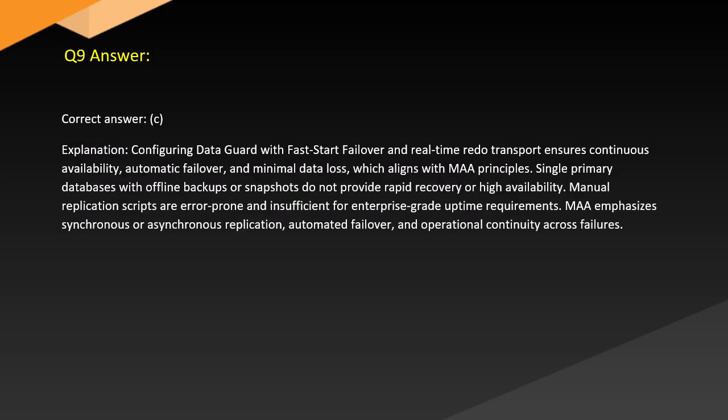Answer. Correct answer: C. Explanation. Configuring Data Guard with fast-start failover and real-time redo transport ensures continuous availability, automatic failover, and minimal data loss, which aligns with MAA principles. Single primary databases with offline backups or snapshots do not provide rapid recovery or high availability. Manual replication scripts are error-prone and insufficient for enterprise-grade uptime requirements. MAA emphasizes synchronous or asynchronous replication, automated failover, and operational continuity across failures.